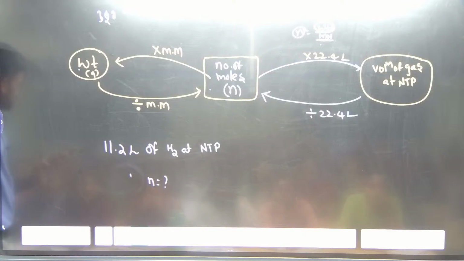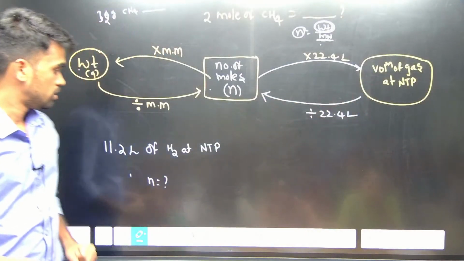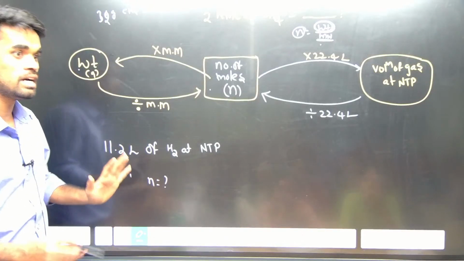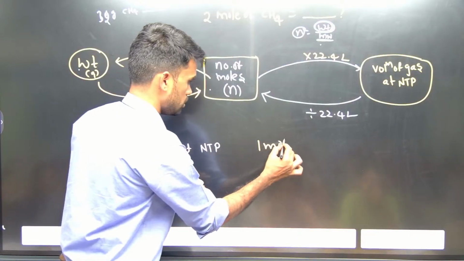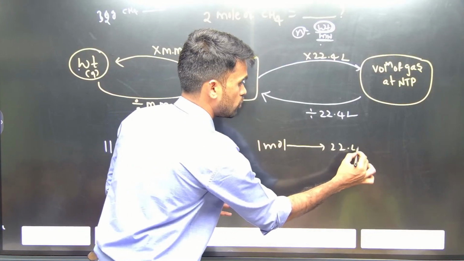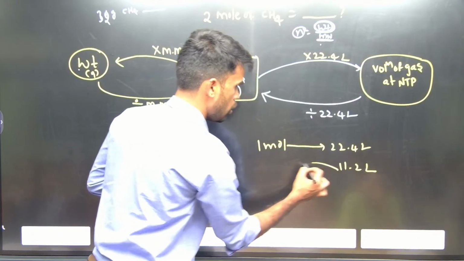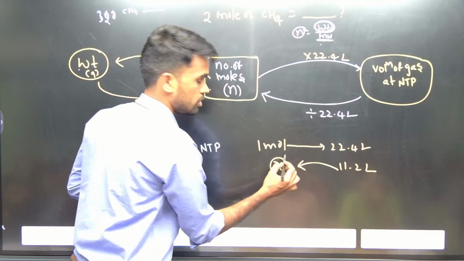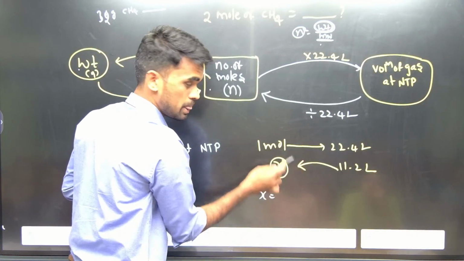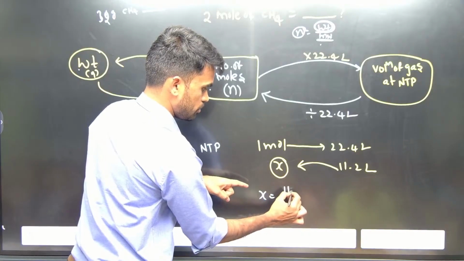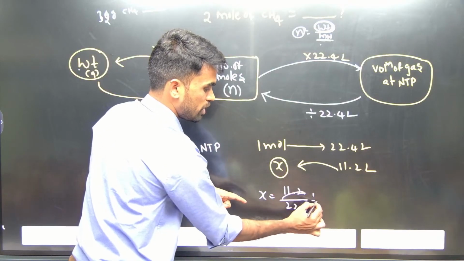Got what I am asking you? I have given this quantity. So how can you do this normally if you don't know anything? See, 1 mole is 22.4 liters. How much volume have I given? 11.2 liters. How many moles am I asking? So X will be X into this number, this into this number. So 11.2 by 22.4, you got 1 by 2.